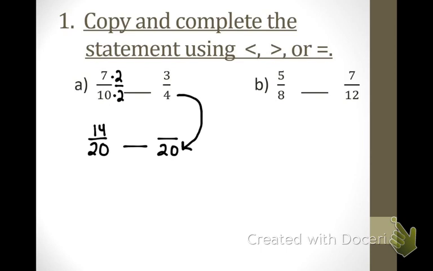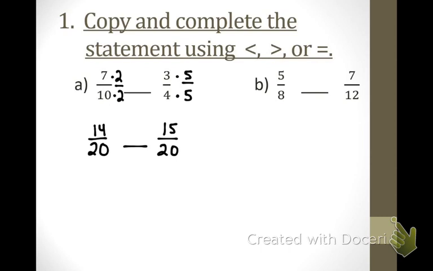How do I get from a 4 to a 20? Do I have to multiply or divide? You've got to multiply, and what are we going to multiply by? Times 5, all right? So we've got 4 times 5. Remember, whatever I do to the bottom, I also have to do to the top. So right here, 4 times 5 equals 20, and now 3 times 5 equals what? 15, okay? So I've got 14 twentieths and 15 twentieths.